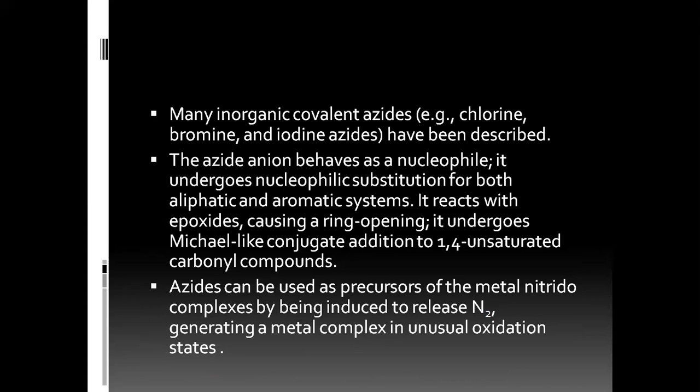The azide anion behaves as a nucleophile. It undergoes nucleophilic substitution for both aliphatic and aromatic systems. It reacts with epoxides, causing ring opening. It undergoes Michael-like conjugate addition to alpha, beta unsaturated carbonyl compounds. Azides can be used as precursors of metal nitrido complexes by being induced to release nitrogen, generating a metal complex in an unusual oxidation state.